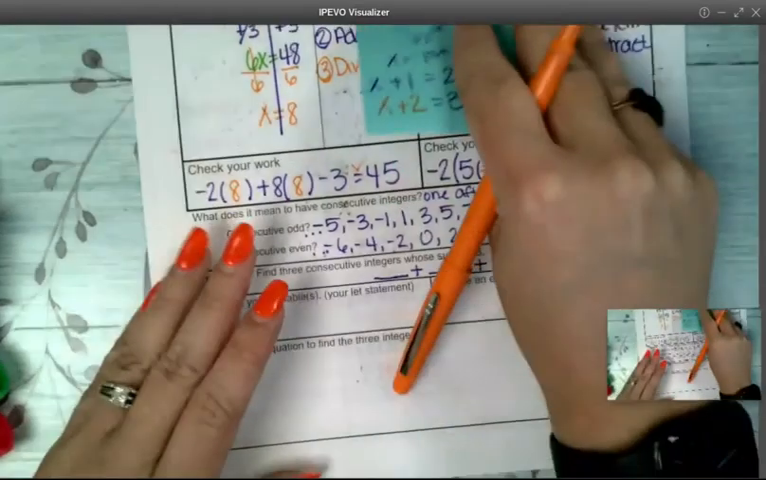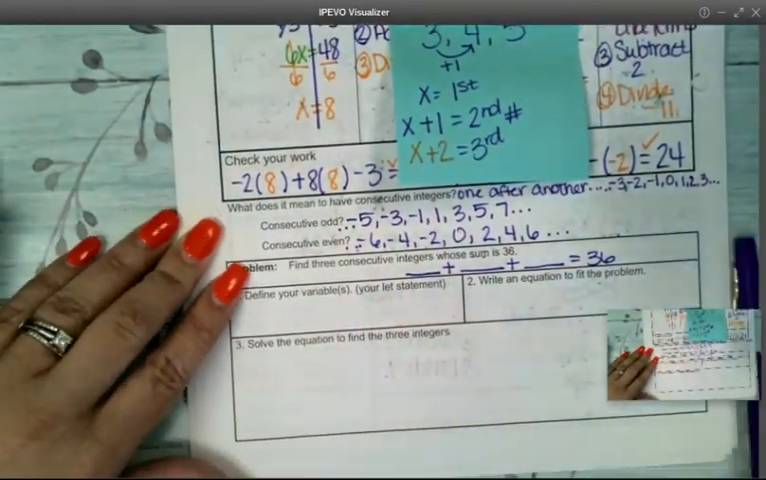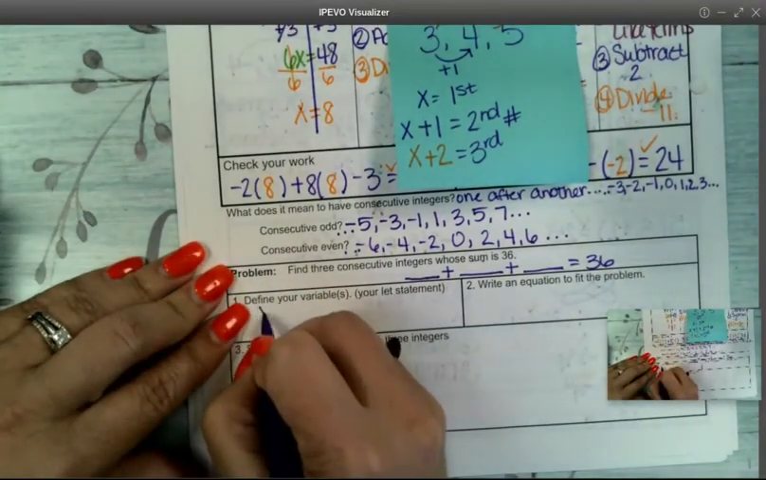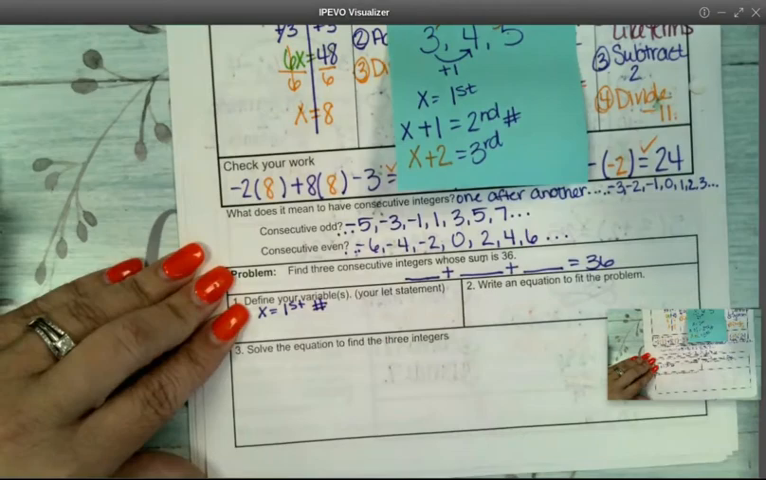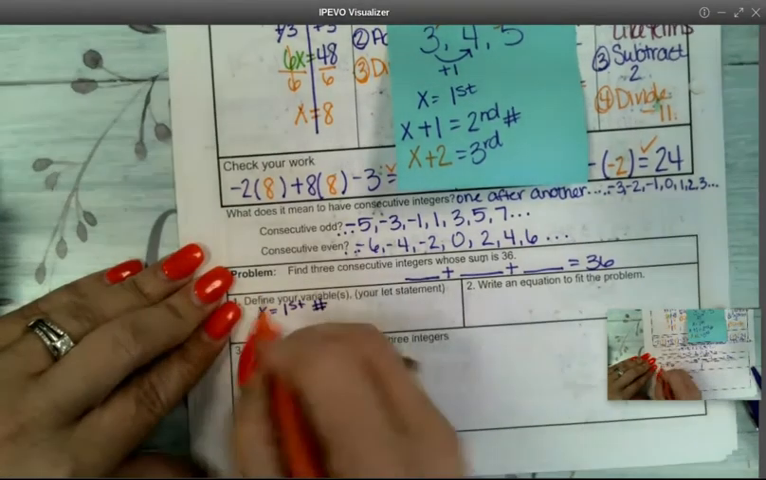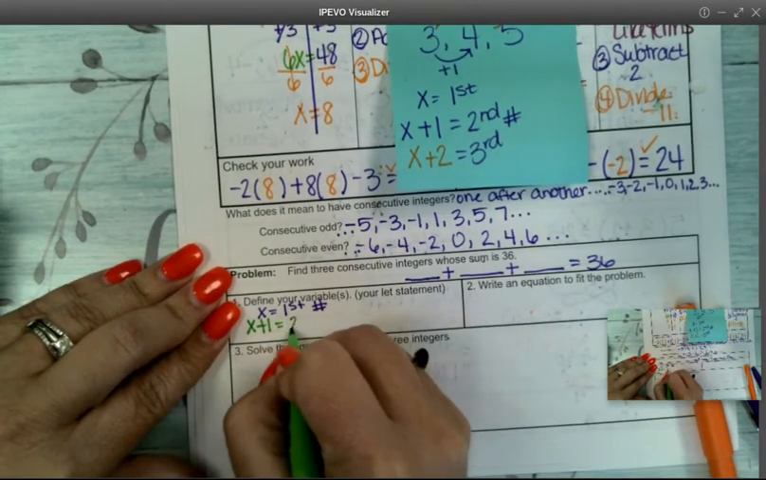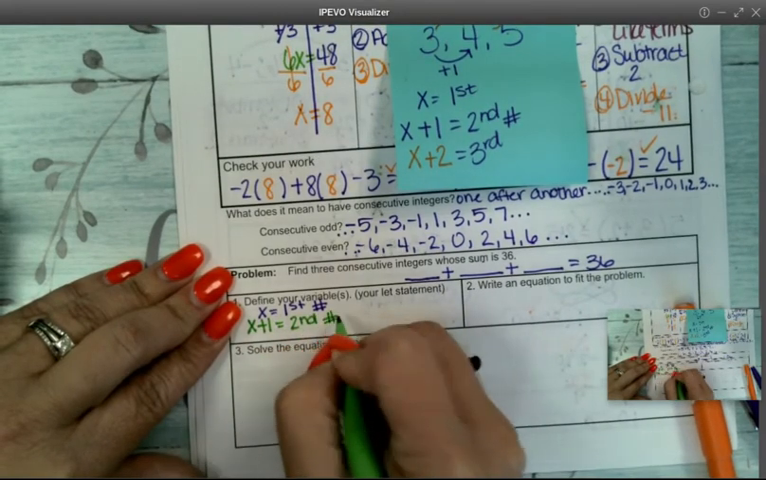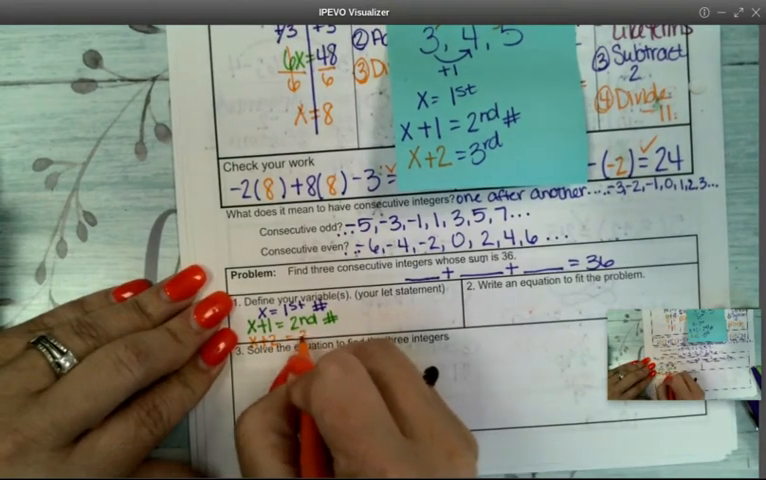So we're going to use that thought process and define our variables in this let statement. So we're going to let x equal first number. And remember that hashtag symbol means number. We're going to let x plus 1 equal the second number. And last, we're going to let x plus 2 equal the third number.